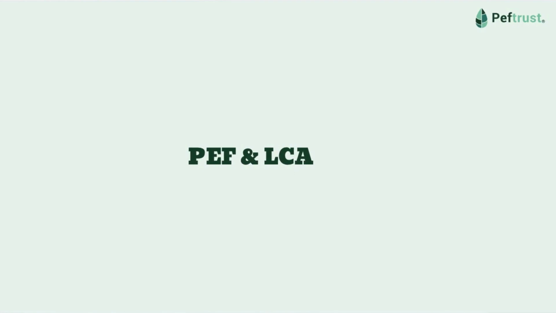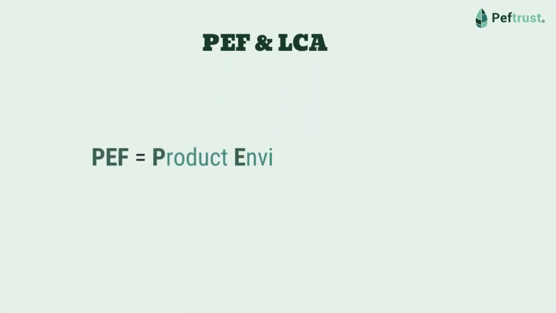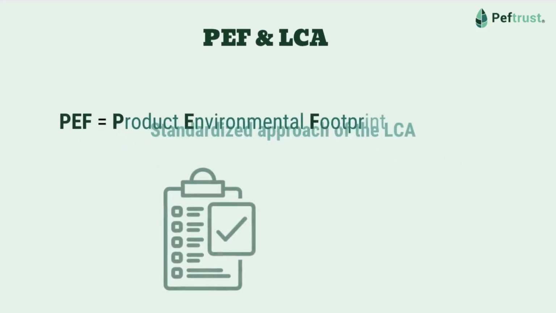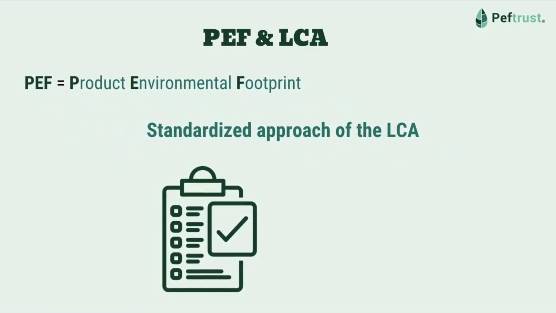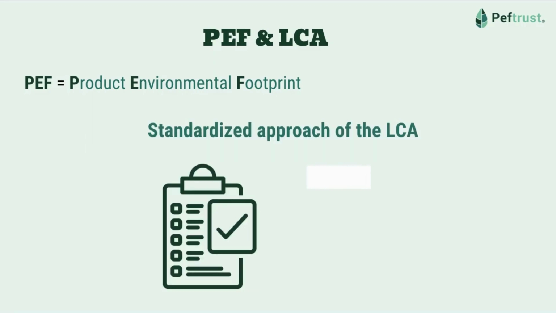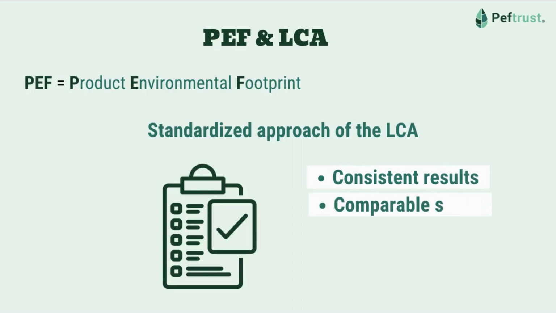Now, you might be wondering what's the difference between PEF and LCA. PEF stands for Product Environmental Footprint. It follows the same standardized approach as the LCA method, but provides a very guided methodology. There is no misunderstanding regarding the gap between two results, as everyone uses the exact same methodology, same cutoff, allocation rules, impact assessment methods, and database. PEF provides a unique and comparable score for environmental labeling.